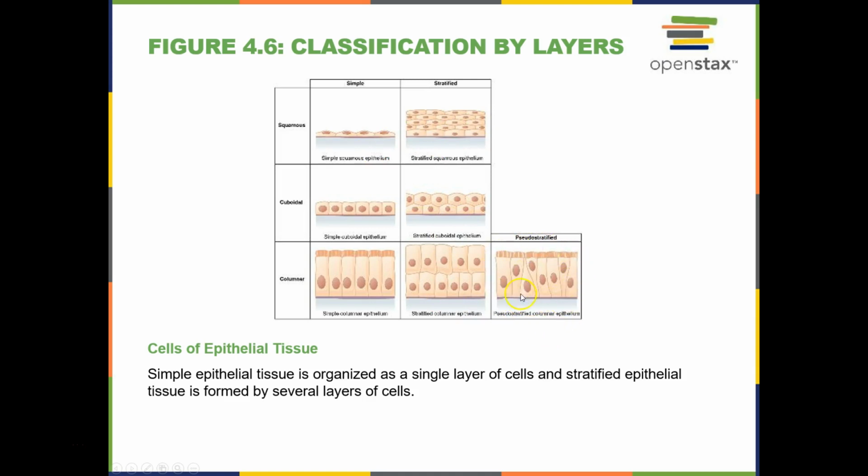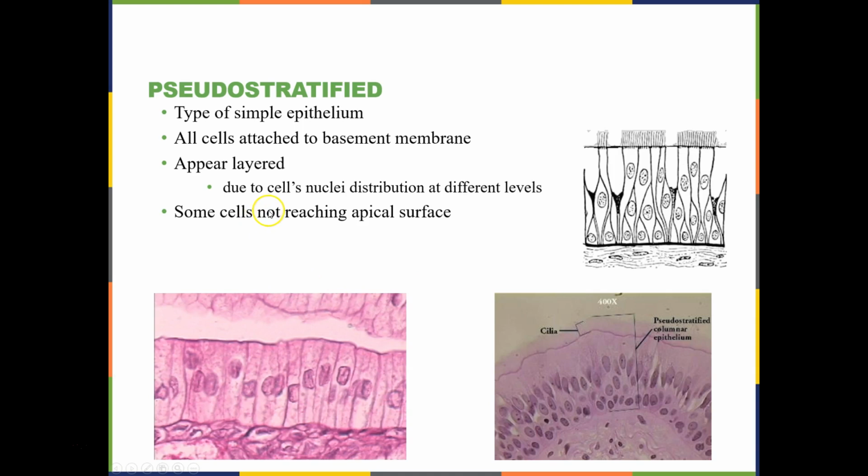And then we have some epithelium that is called pseudostratified. Pseudostratified is a simple epithelium, but it looks like it's stratified. So here you see multiple layers of the nuclei. All of these are the little nuclei. And here you see multiple layers again. The difference is all of these cells are hitting that basement membrane. Sometimes not all the cells hit the apical surface, but they all hit that basement membrane, and that's what counts.